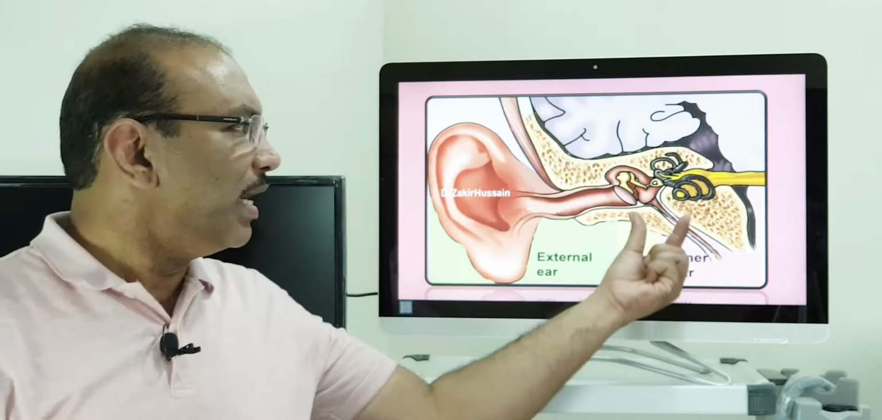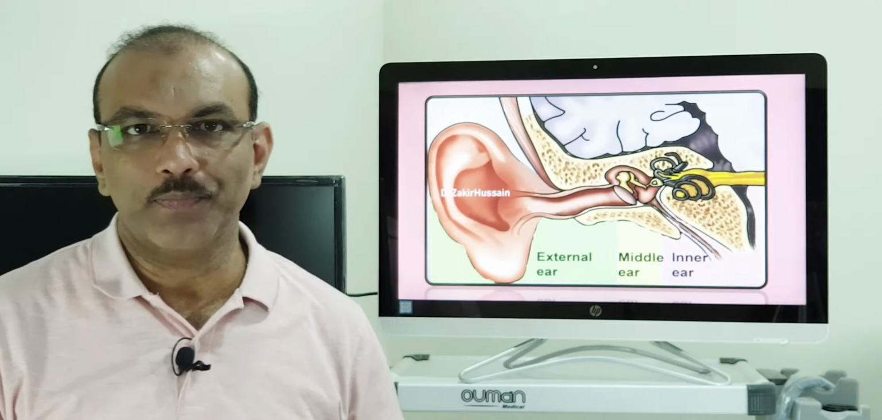For the normal function of the middle ear, it needs the presence of air. That air comes from behind the nose. You have a small opening behind the nose, and from here, through a small tube called the eustachian tube, air reaches the middle ear. So, when you have air in the middle ear, it functions normally, and the eardrum also functions normally.